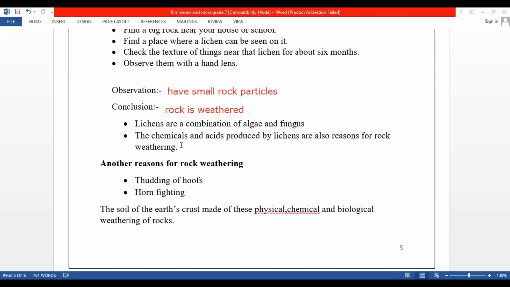Other reasons for rock weathering are biological reasons. One is the thudding of hooves of some animals. Hooves, like how horses have hooves. Because of the hooves, rock weathering can occur. The rock can break into small particles because of that.